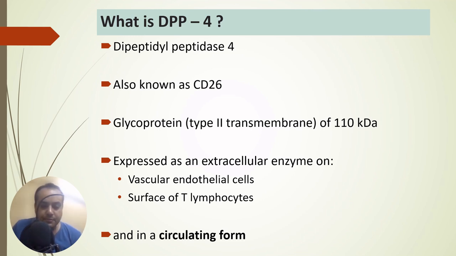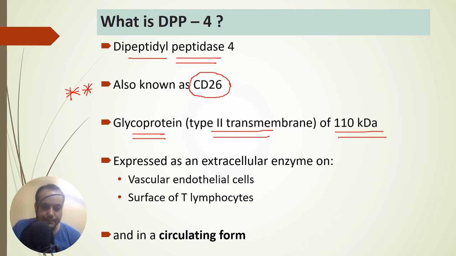Now DPP-4 basically stands for dipeptidyl peptidase 4. It is an enzyme and it is also known by the name of CD26. So this can also be a potential MCQ. What is the other name of DPP-4? It is CD26. It is a glycoprotein. It is a type 2 transmembrane glycoprotein with a molecular weight of 110 kilodaltons.